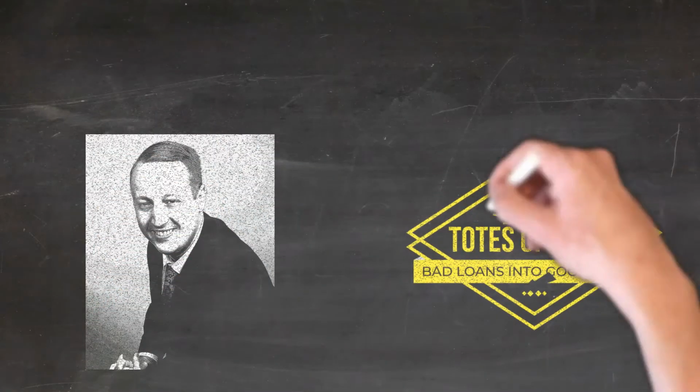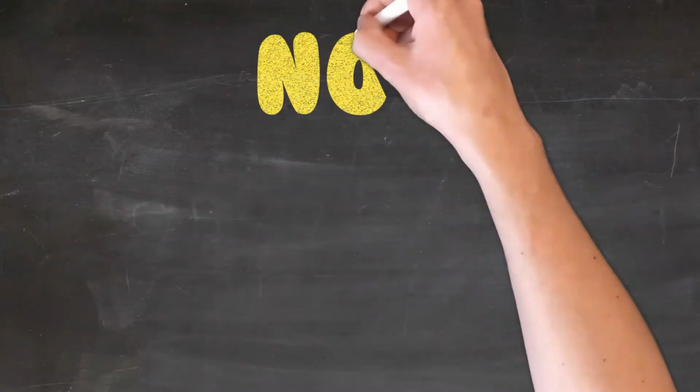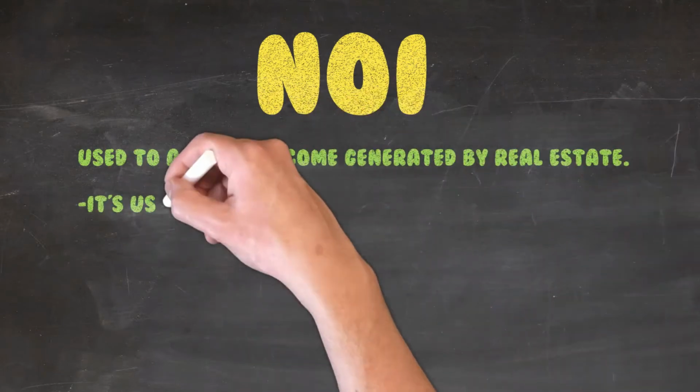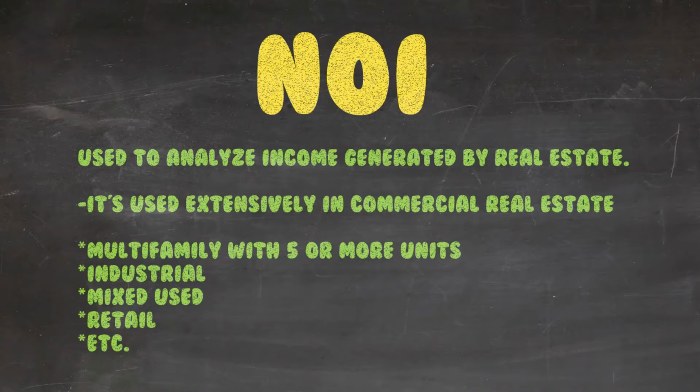And on this episode, we're going to discuss net operating income, or NOI. Net operating income is a calculation used to analyze the profitability of generally some type of income producing real estate or cash flow.